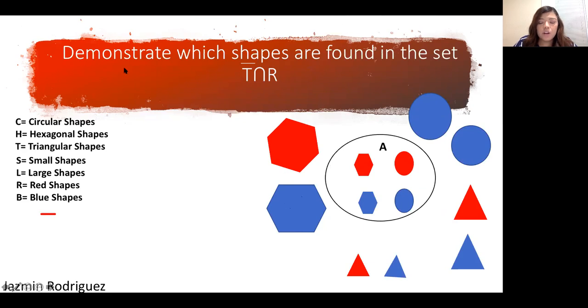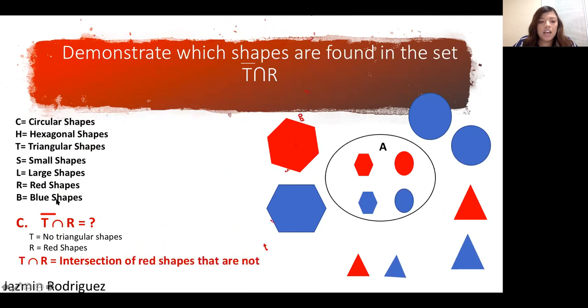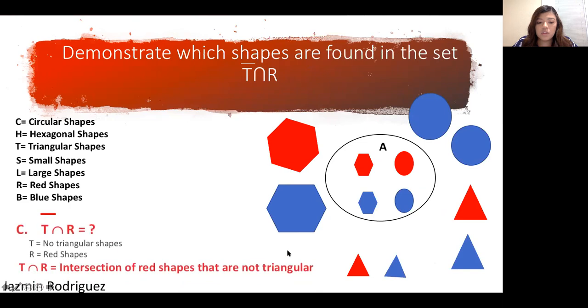Okay, and then for our next one, it wants us to demonstrate which shapes are found in the set T asterisk intersection R. And once again, we've already kind of went over this, but whenever we see this asterisk on top of our T, it wants to know which elements are not represented in the set. So here, we go ahead and put that T is triangular shapes, so we do not want triangular shapes. And then we have the intersection of R, which represents red shapes. So we want the intersection of red shapes that are not triangular. So then we come over to our diagram here, and we go ahead and determine which ones those are.